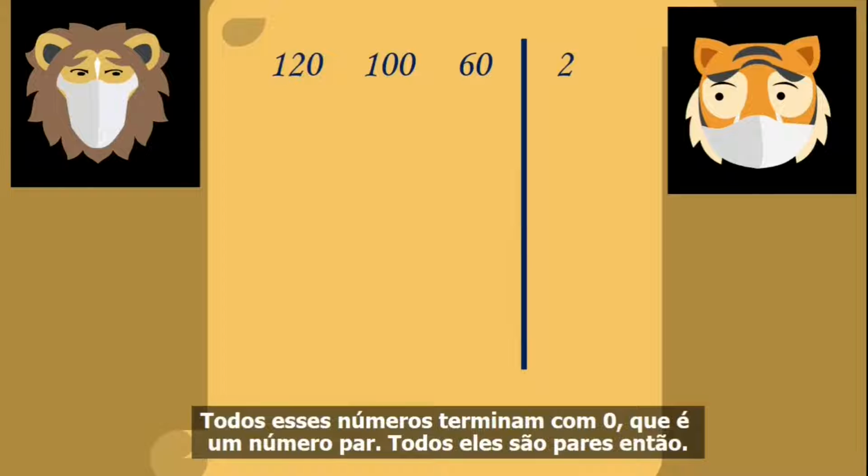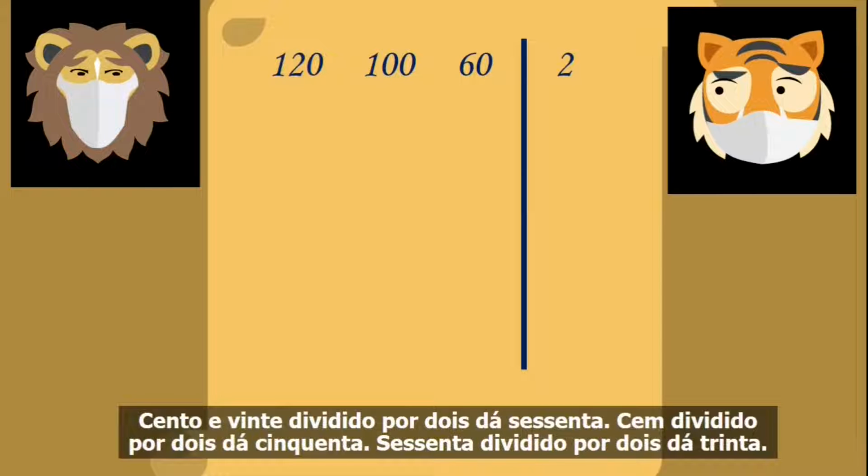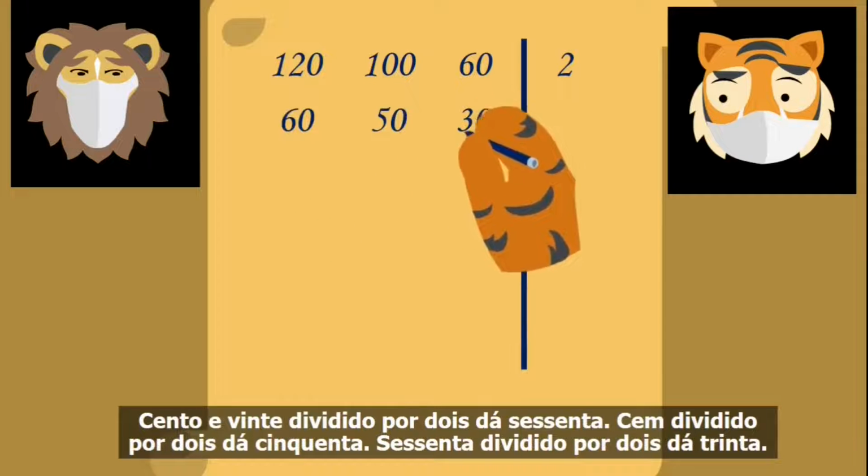All of the numbers end with 0, which is an even number. They're all even then. Every even number can be divided by 2. 120 divided by 2 gives 60. 100 divided by 2 gives 50. 60 divided by 2 gives 30.